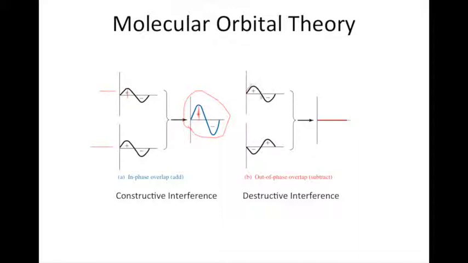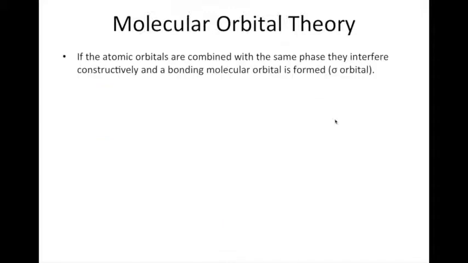Here we have waves that are meeting out of phase, and we end up with the waves canceling each other out to form a node. Now remember, since we're talking about not just waves, but electron waves, the amplitude here is related to the probability of finding an electron in that region. So where we have a greater amplitude, there's a greater probability of finding an electron. And where there's a zero amplitude, we have a node, or a region where there's a zero probability of finding an electron. So let's look at these bonding and anti-bonding molecular orbitals in a little more detail.